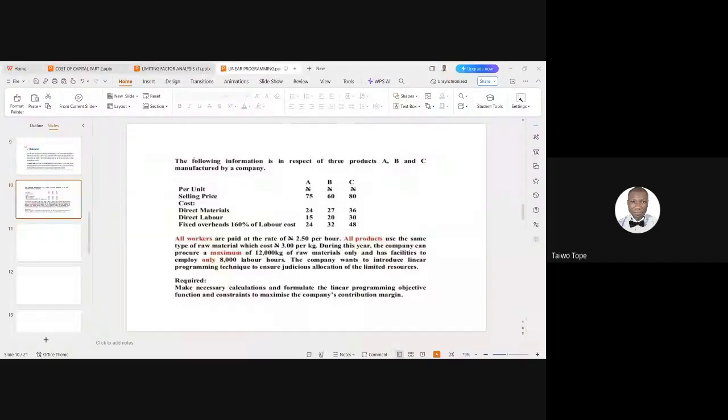The same applies to this: 20 naira divided by 2 naira 50 kobo, and 30 naira divided by 2 naira 50 kobo.